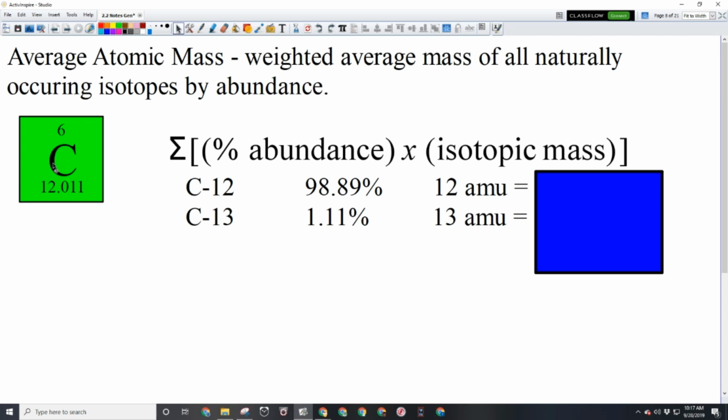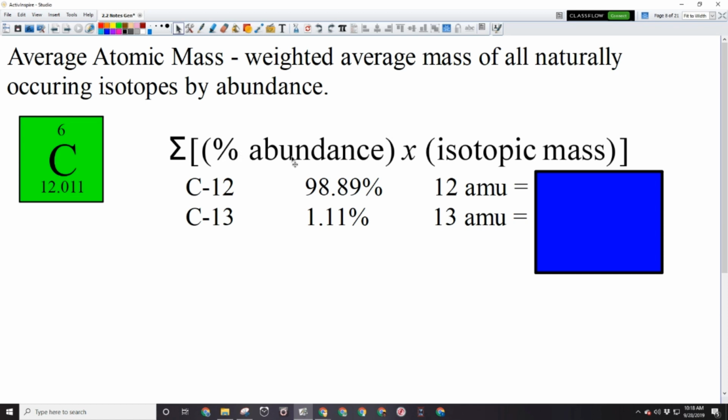Well, that's because this is not the mass, it's the average atomic mass. So write down the definition of average atomic mass and I'll show you how that's calculated. All right, the average atomic mass is the weighted average mass of all naturally occurring isotopes by abundance. So here's the formula. You take sigma, that's a Greek letter sigma. It means to add up or to sum whatever's in the brackets here.